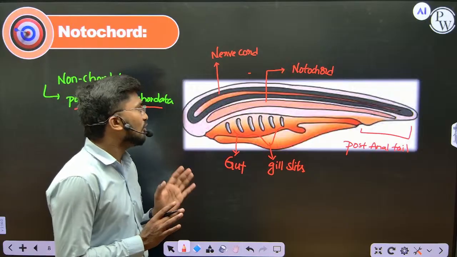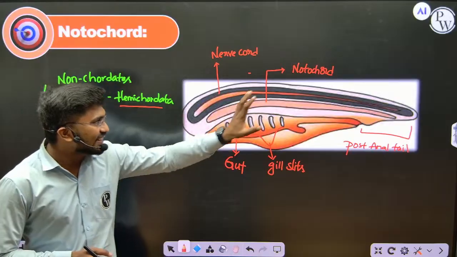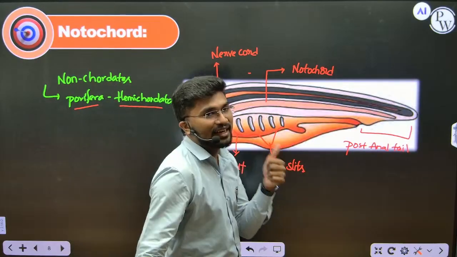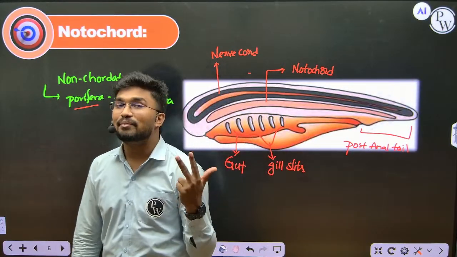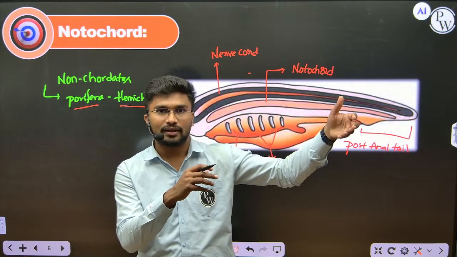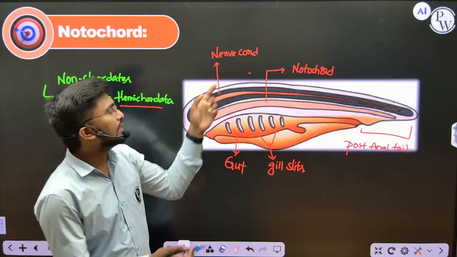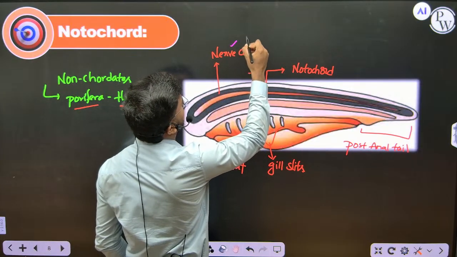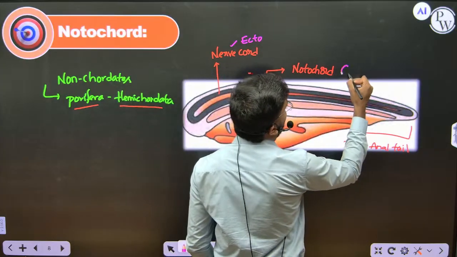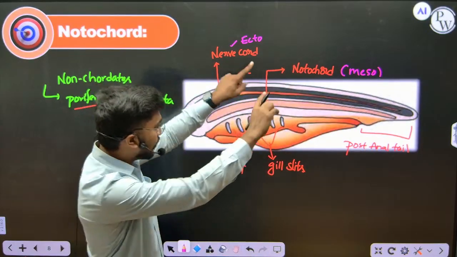Now think of this: why should we have a notochord, why should we have a nerve cord, what is the purpose of that? I told you there are three germ layers: ectoderm, mesoderm, endoderm. The middle layer is called the mesoderm. The nerve cord I mentioned is ectodermal in origin. From the mesoderm, the notochord is coming. This is mesodermal.